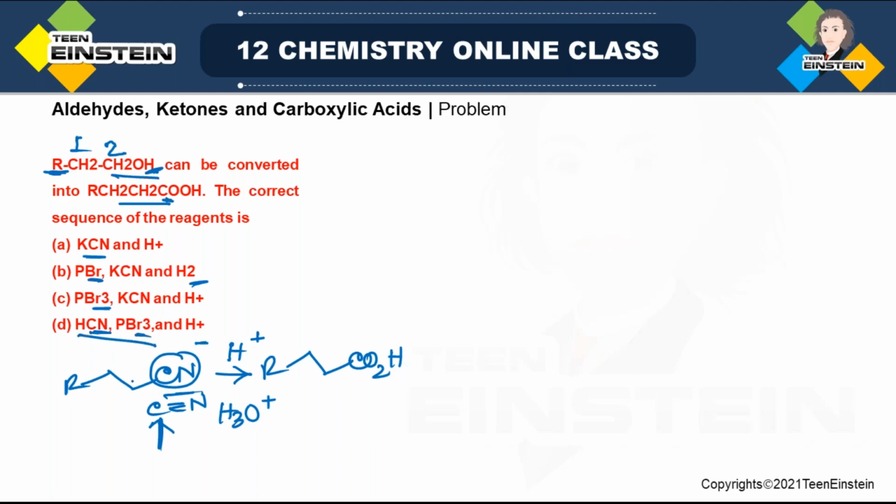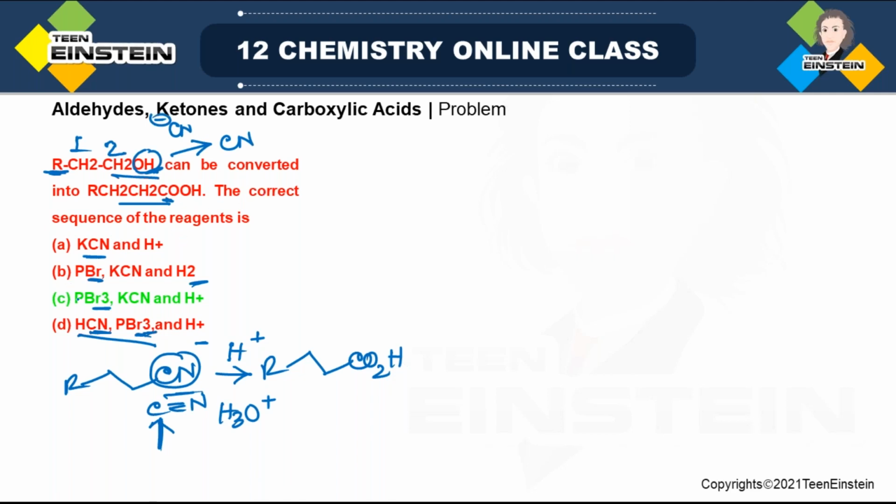But see, this is not at all possible, because whether you take HCN or KCN, after using PBr3, what will happen? Br will be there, and hydrolysis of Br is not possible. So it must be a bromine containing reagent first, then cyanide. It should be like this. Now this option is correct, because in the first option, here OH cannot be replaced in presence of CN minus, it cannot be replaced directly.